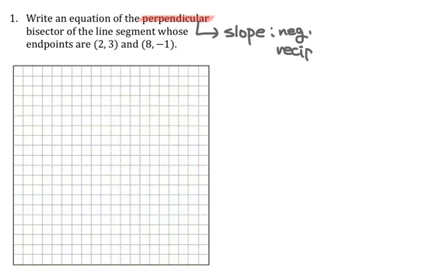All right, now, and bisector, what does the word bisector imply? That's right, we have to use the midpoint. Then, what I'm going to do is this, I'm going to plot those 2 points first, and then see what happens.